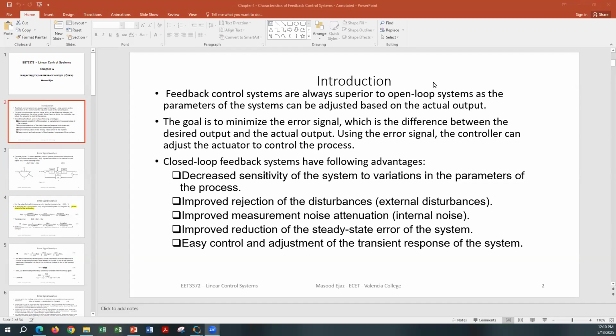Improved rejection of the disturbance, external disturbances, basically by improving the signal that is being adjusted to provide the correct output. Improved measurement, noise attenuation, internal noise, and improved reduction of steady state error of the system.